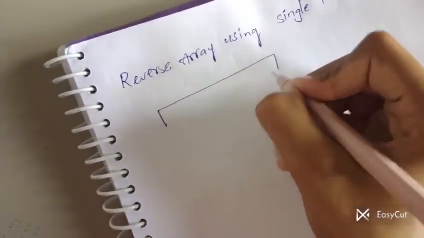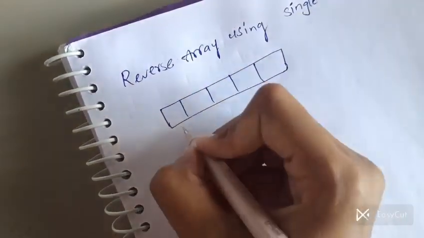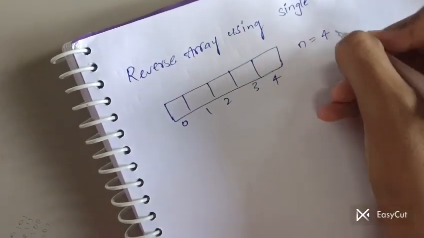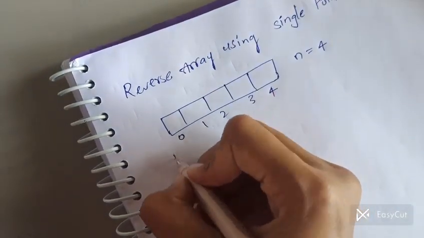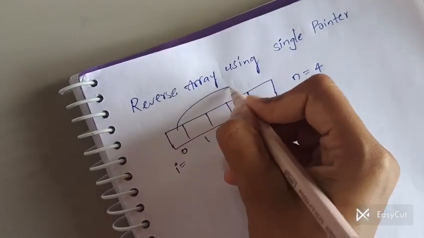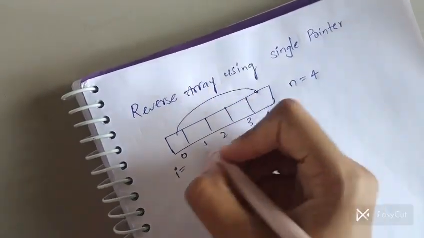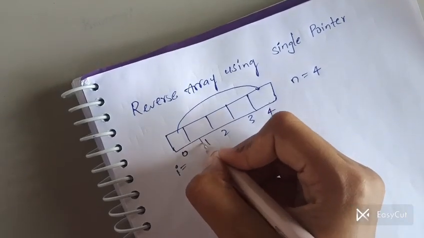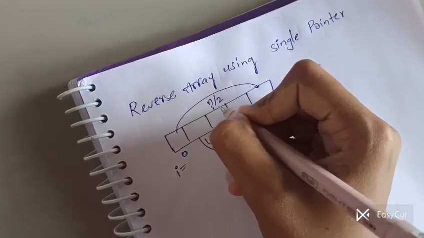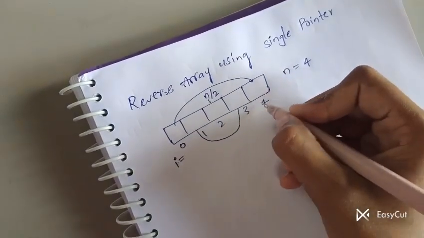For example, if we consider this is the array 1 2 3 4, with indices 0 1 2 3 4, so the value of n here is 4, right? Initially I is equal to 0, so this element should be compared with this element, right? That means I should be swapped with n. Next this should be compared with this, and next this is the middle element, so this will be considered as n by 2.